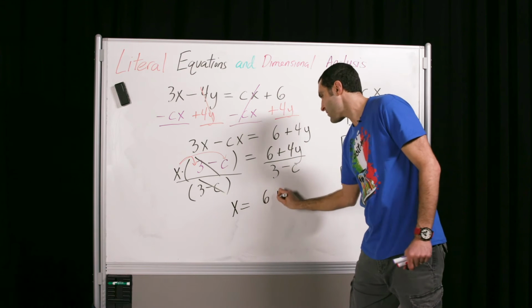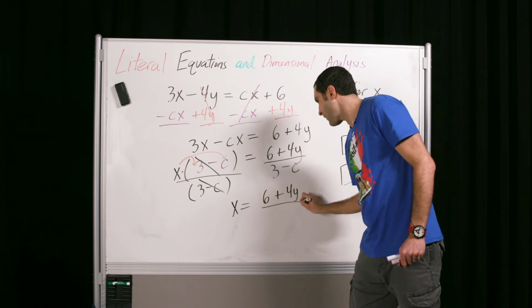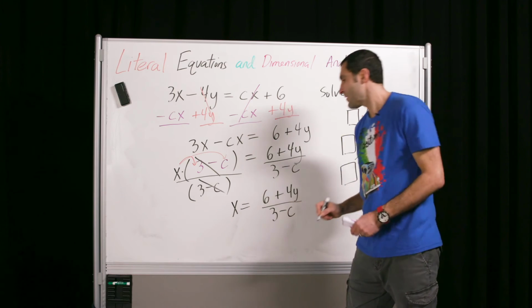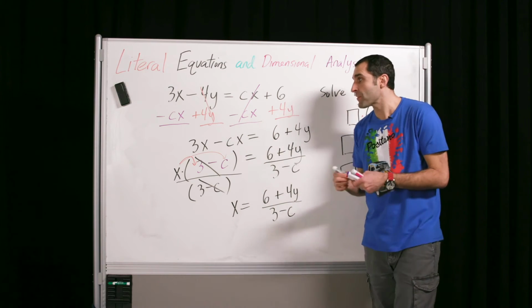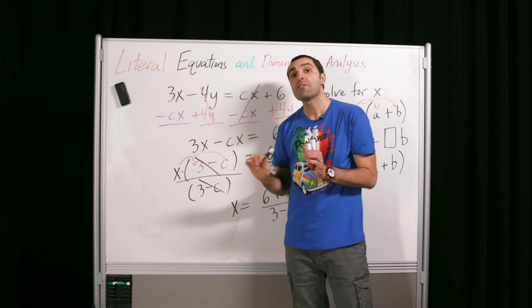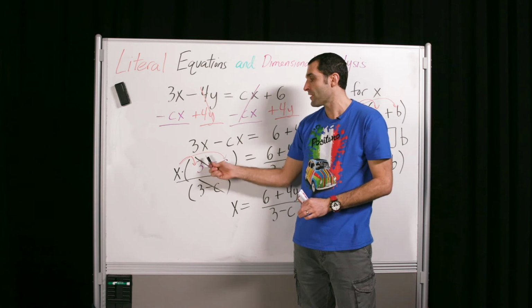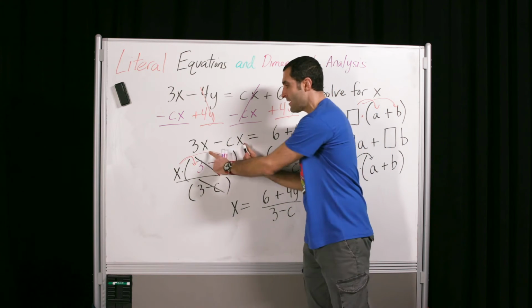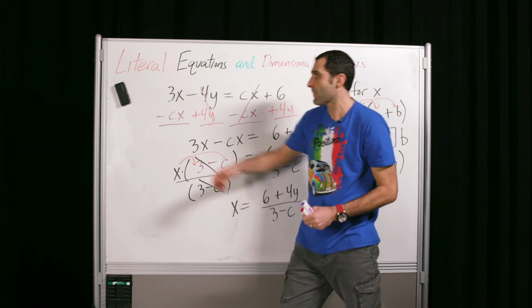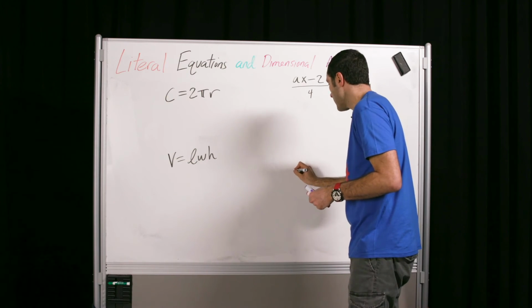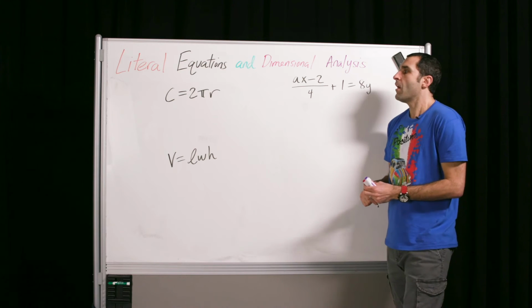I'm going to write it to be formal. x equals 6 plus 4y over 3 minus c. So that's a beast of a problem. Just remember, if you can't combine like terms, you can factor out the thing that you're looking for. In this case, we factored out the common x between them. I'll leave it. Okay. All right, good.